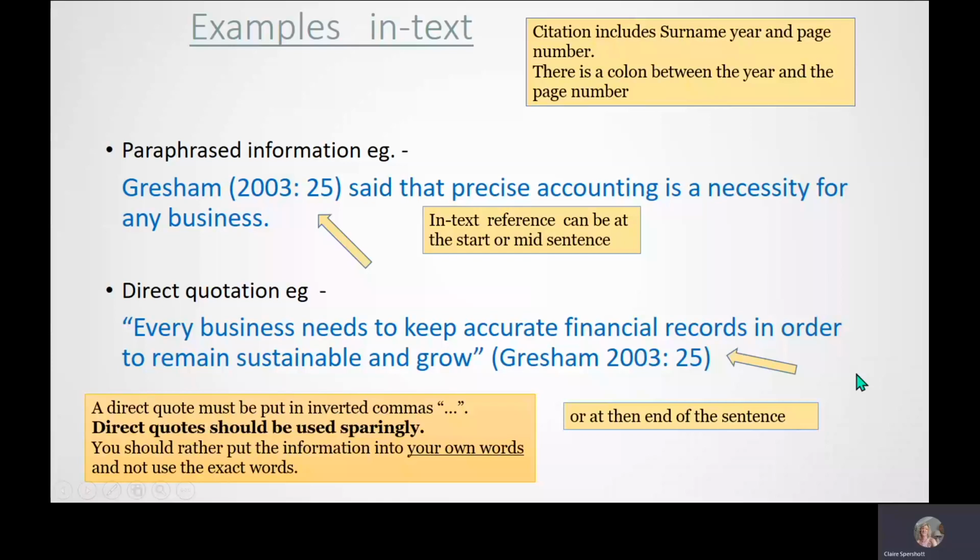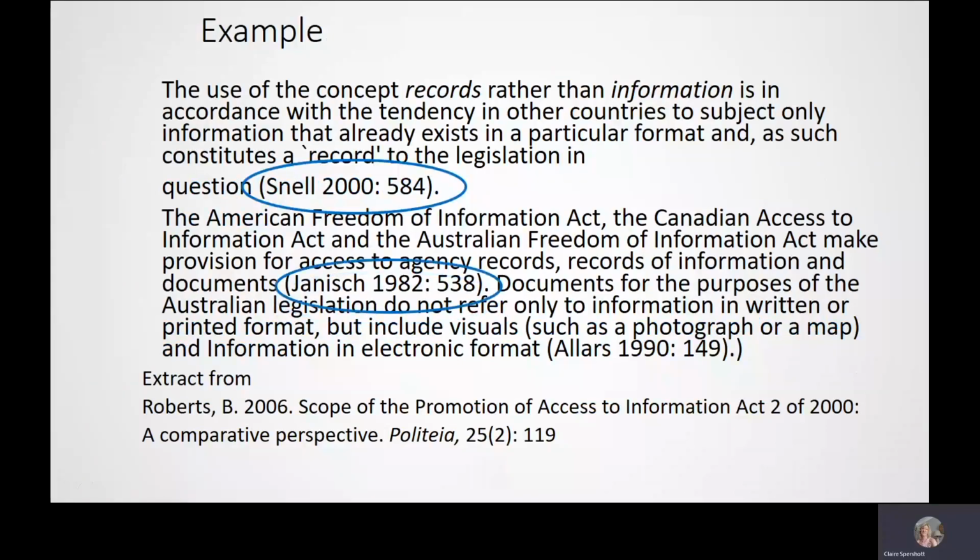Okay, so let's look at this example. This is an extract from a journal article written by Roberts. You can see in his article, he is citing other people. So he's citing Snell, 2000, page 584, Janish, 1982, and Allers, 1990. So although this is his article, he is citing all the other people he's read in order to write his article.